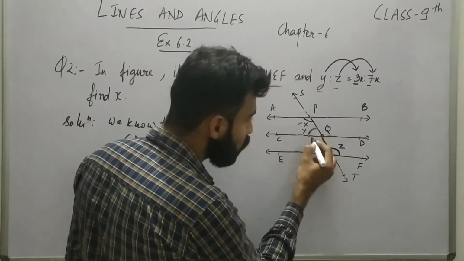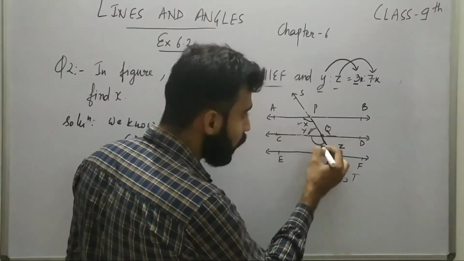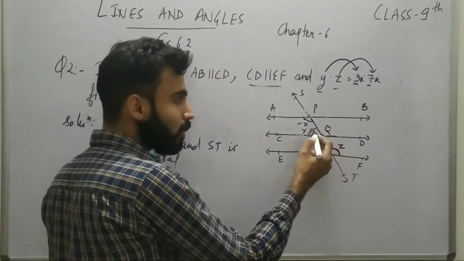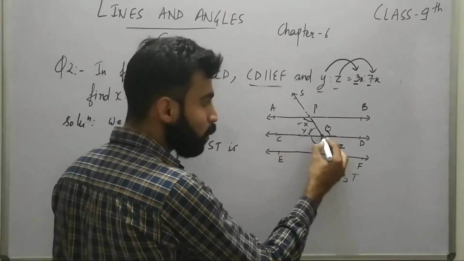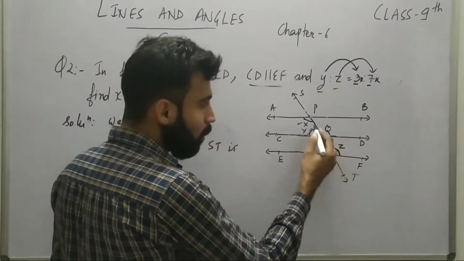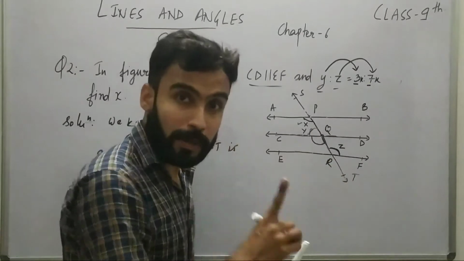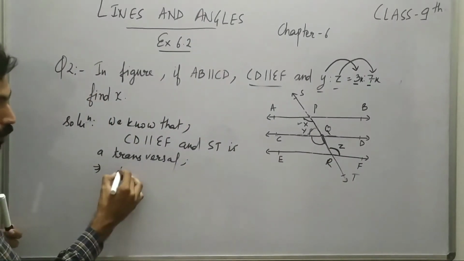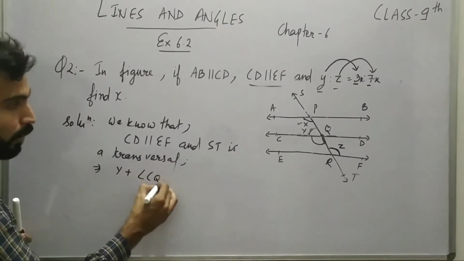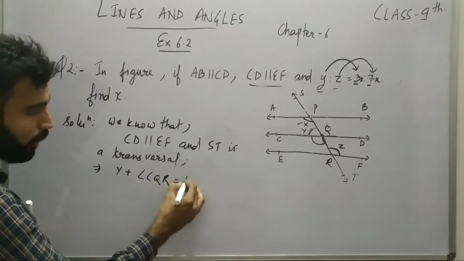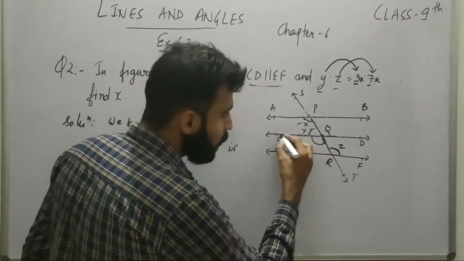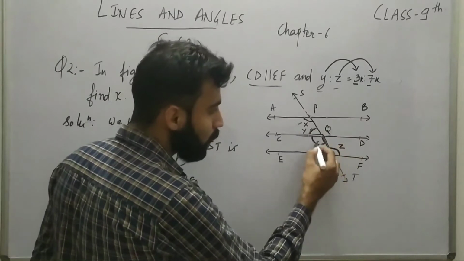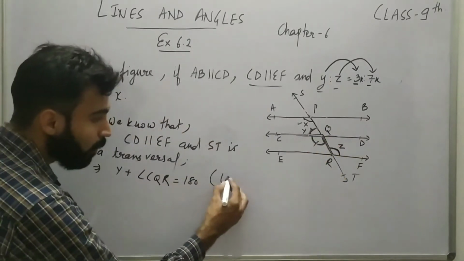You can see these two angles will sum to 180 because this is a linear pair. A straight line has a 180 degree angle. They are a linear pair, so let me write that. Then Y plus angle CQR is equal to 180. Not CQZ, it's CQR. You can see here, this is point R. So Y plus CQR is equal to 180. They are a linear pair.